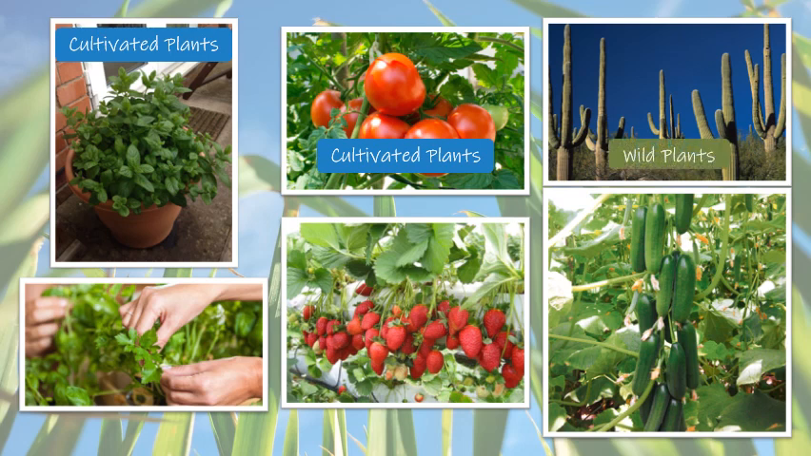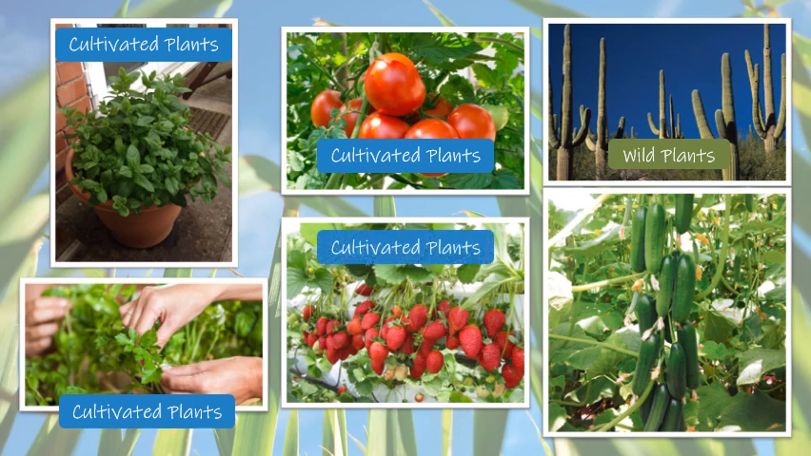Cacti are wild plants. They grow in nature. They grow in deserts, and they do not need the help of people to grow healthy. They get all their needs from their surroundings. The parsley is a cultivated plant, the strawberry plant too, the cucumber plant also. All of these are cultivated plants that need the help of man to get their needs.